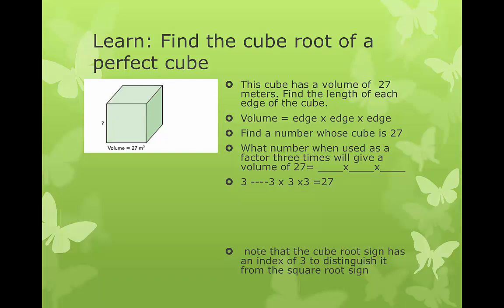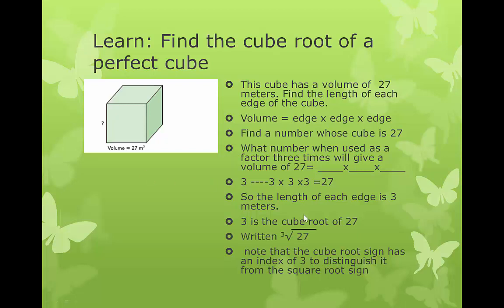3 is a factor multiplied 3 times that will equal 27. I could skip count and find that. So the length of each edge is 3 meters. 3 is the cube root of 27. It is written as the cube root of 27. Note that the cube root sign has an index of 3 to distinguish it from the square root sign.